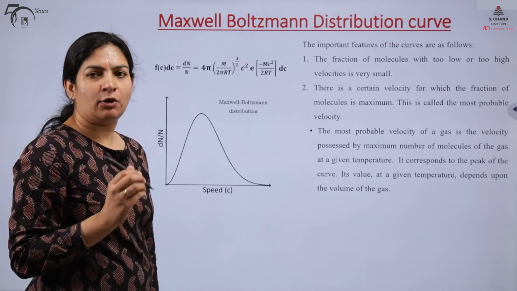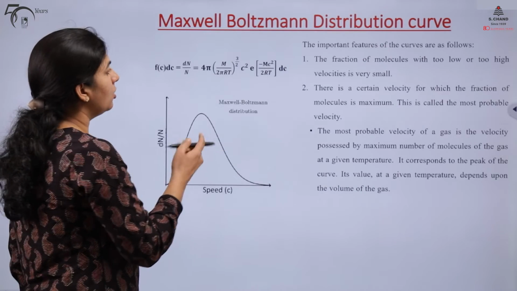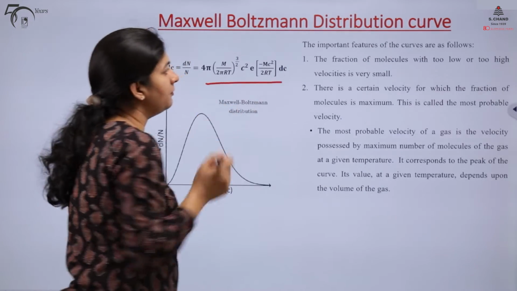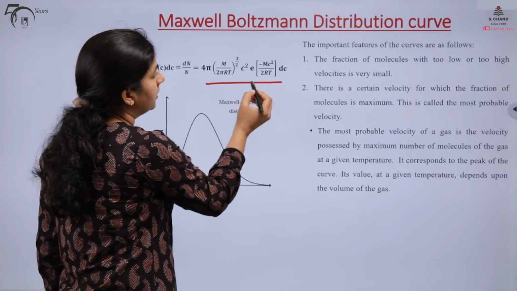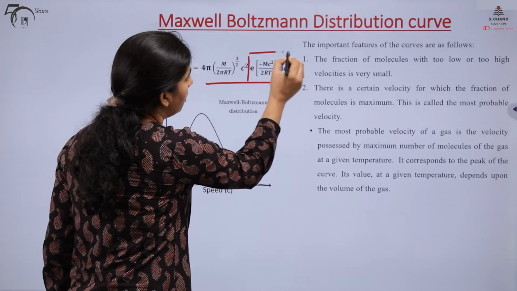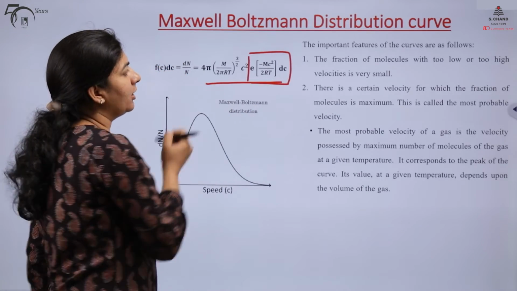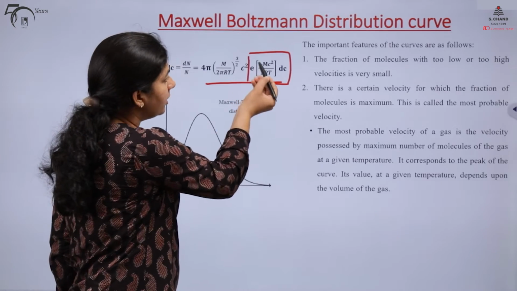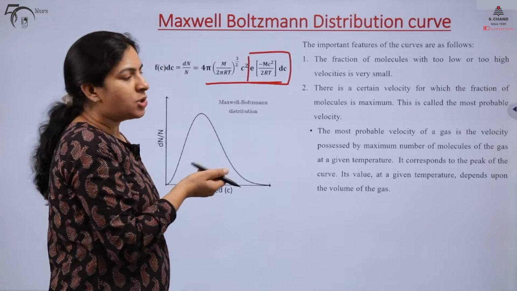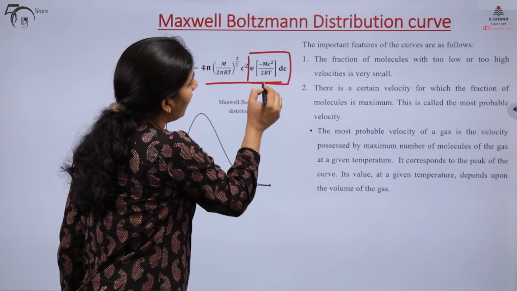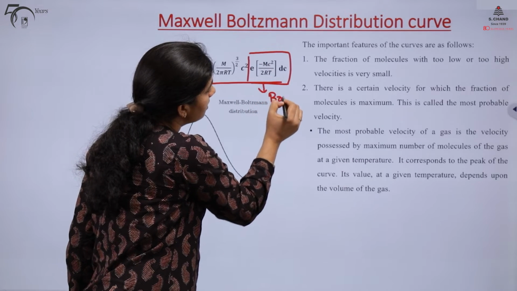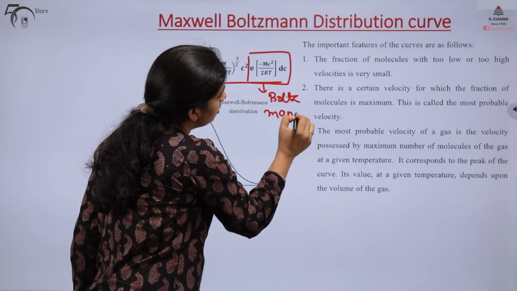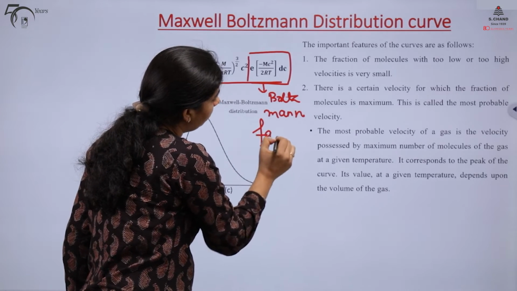So at this point I would like to go back to the expression which we have. We can see here that temperature appears in this particular factor, in the denominator. Also there is a negative sign, right? This factor is known as the Boltzmann factor.